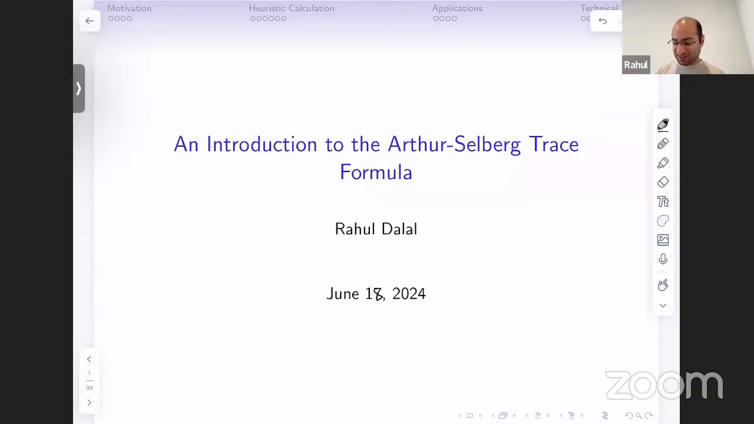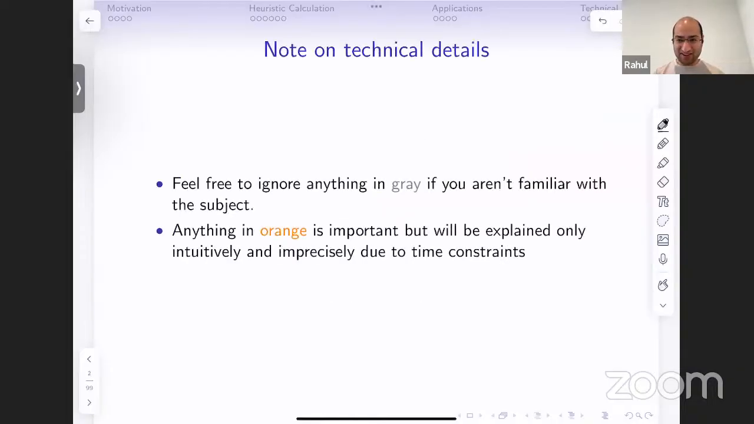So let me first start with a little note on these slides. I think it's useful to color code a few things in the slides. There are going to be some things highlighted in gray, and those are basically technical details that get in the way of conceptual understanding of the subject if you haven't seen them before. So if you're new to the subject, feel free to ignore anything in gray.